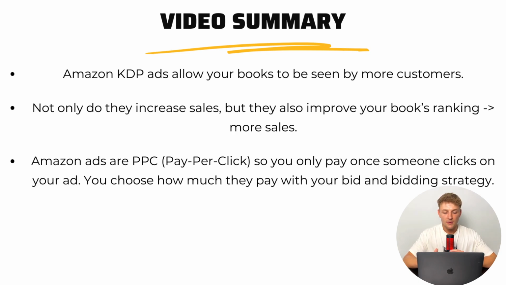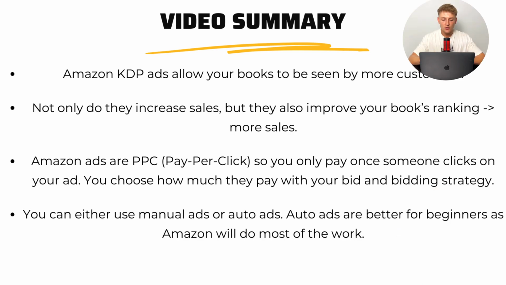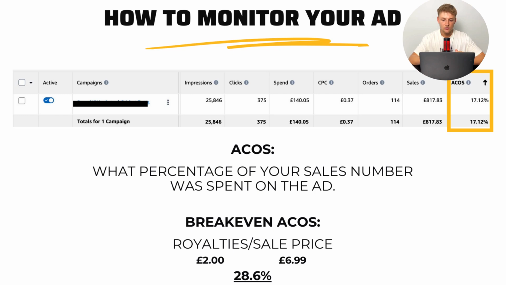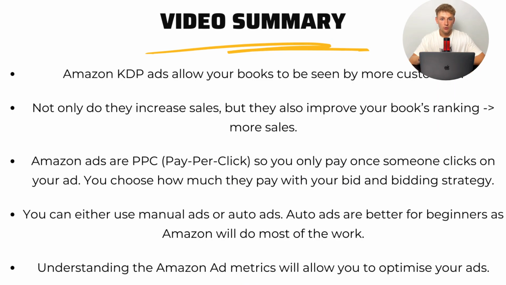Amazon ads are also PPC or pay per click. So you only actually pay once someone clicks on your ad. You choose how much they pay with your bid and your bidding strategy. And you can either use manual ads or auto ads. Auto ads, as you've mentioned, are much better for beginners as Amazon will do most of the work for you, as you've seen in this video. And then finally, understanding the Amazon ad metrics will allow you to optimize your ad. So as you can see, these metrics here that we've just discussed, that is ultimately how you gain full control of your ad. Then you can start optimizing it based on your ACOS and if it's actually above or below your break-even ACOS.